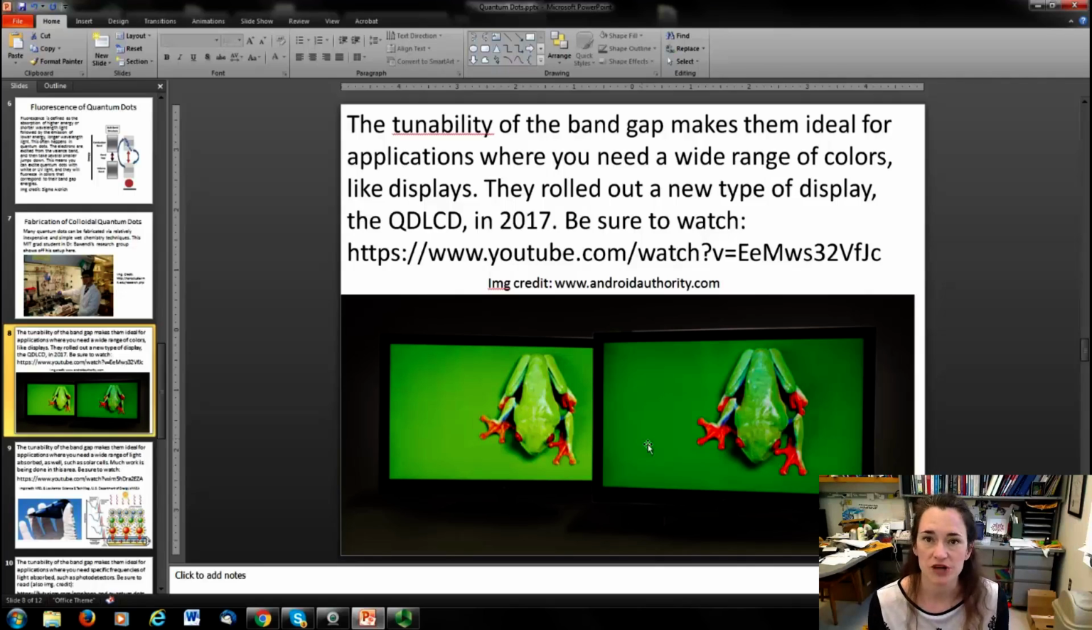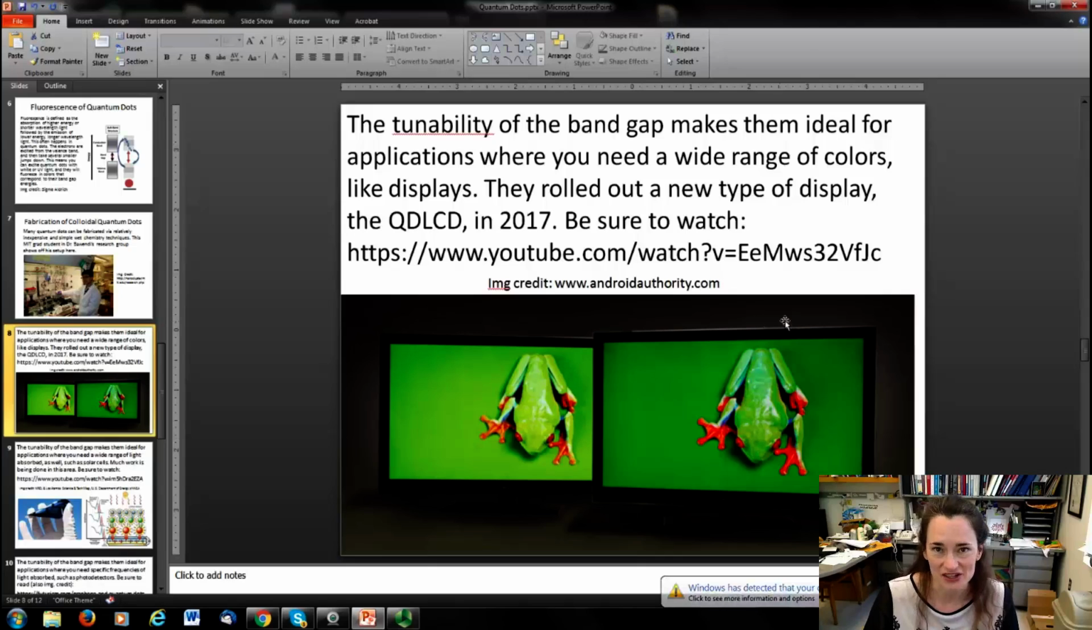But with the new quantum dot displays, they can absorb that incoming blue light and then radiate very specifically in the red, which makes those red colors pop, which was traditionally a problem with LCD displays. There's a video here that explains that a little better than I just did, so please watch that for more information.